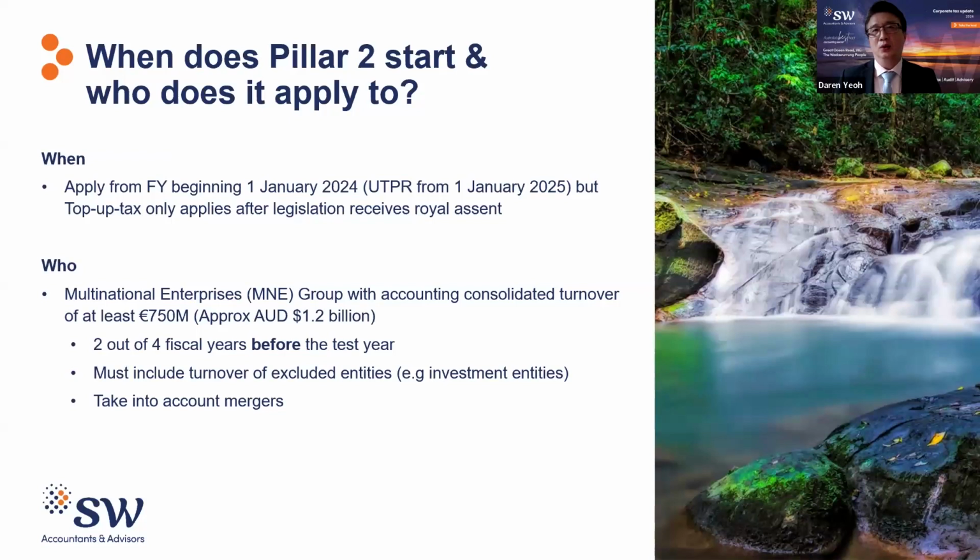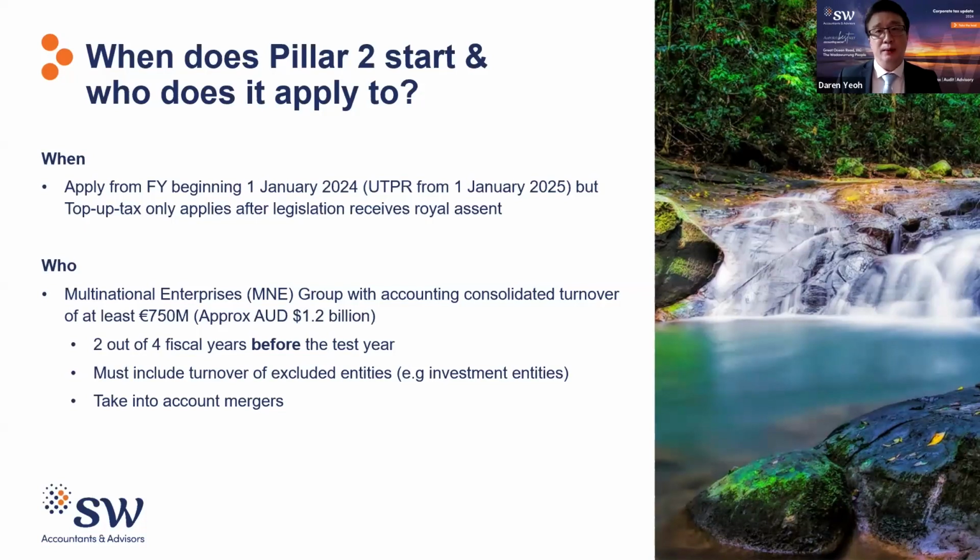So when does the Pillar 2 start and who does it apply to? So it applies from financial years beginning 1 January 2024, which is just passed. So for December balances, it's already applying to you now. There is an untaxed payment rule, which is deferred to 1 January 2025. So in the webinar, I spoke about these two things. The top-up tax will only apply after the legislation received royal assent.